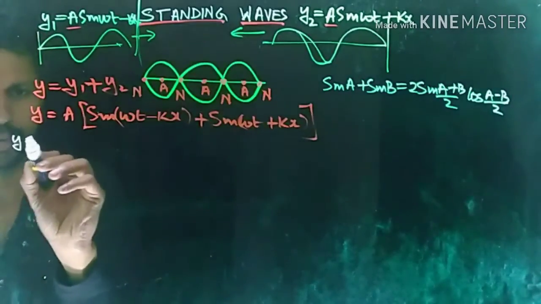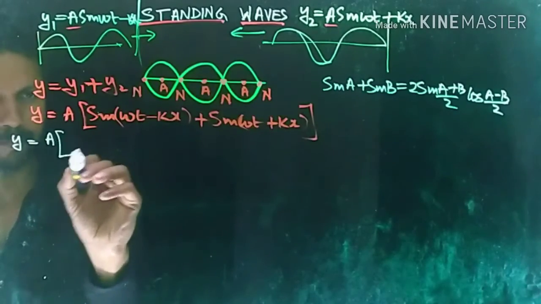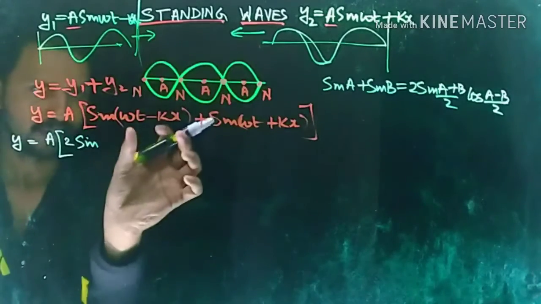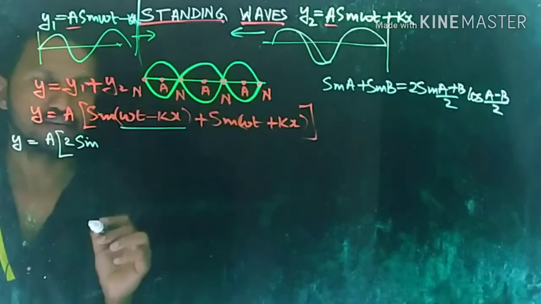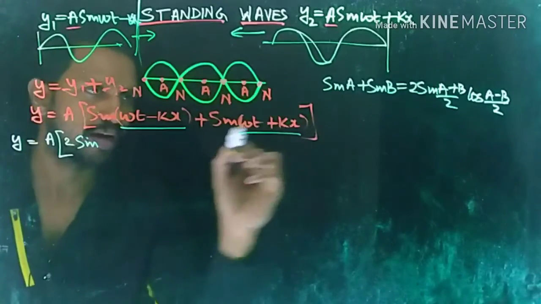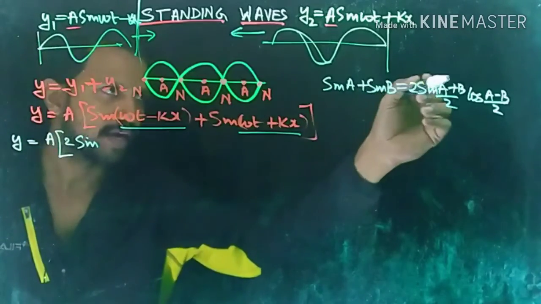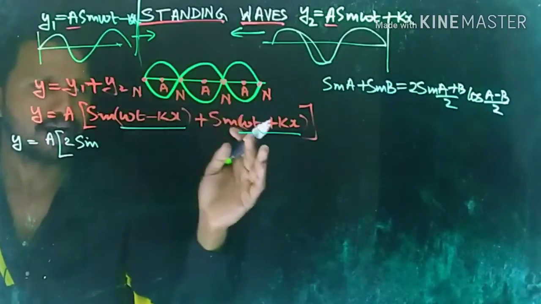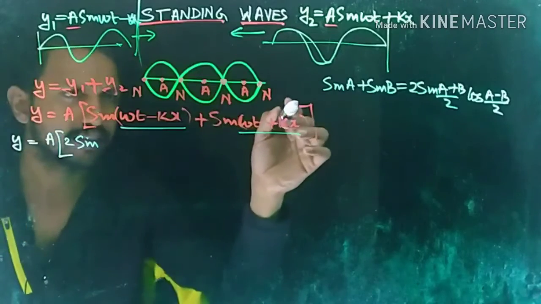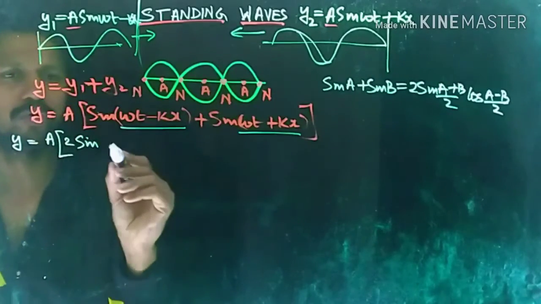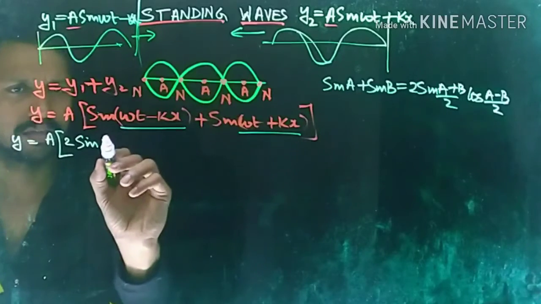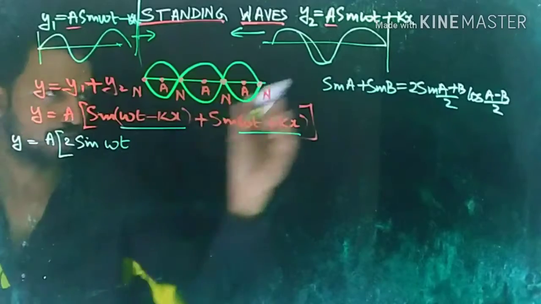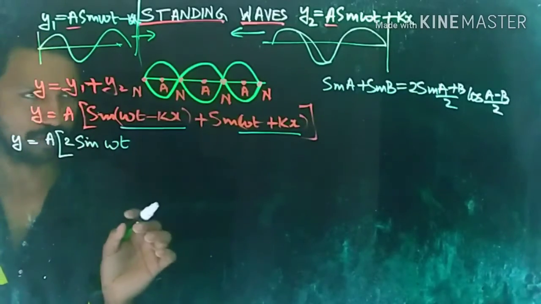Therefore, we could write y is equal to a into, instead of this bracket, 2 sine. Instead of A, we have omega t minus kx, and instead of B, we have omega t plus kx. A plus B by 2 means this term plus this term whole divided by 2. If we add these two terms, the minus kx and plus kx will cancel. Therefore, omega t plus omega t is 2 omega t, and 2 omega t by 2 will be omega t. Instead of (A plus B) by 2, we have sine omega t.